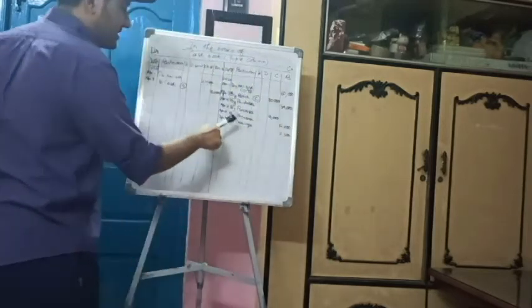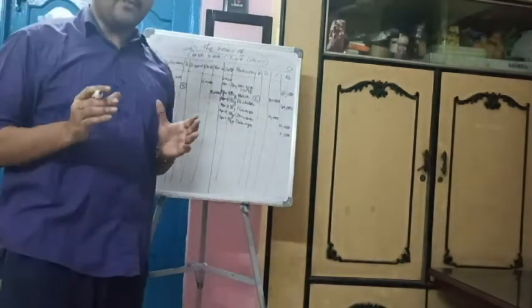So this entry was drawings made for personal purpose. Now received from Ved in full settlement of his account rupees 6,000. Half of the amount was deposited into the bank on the same day. That means for full settlement we received 6,000 from Ved.